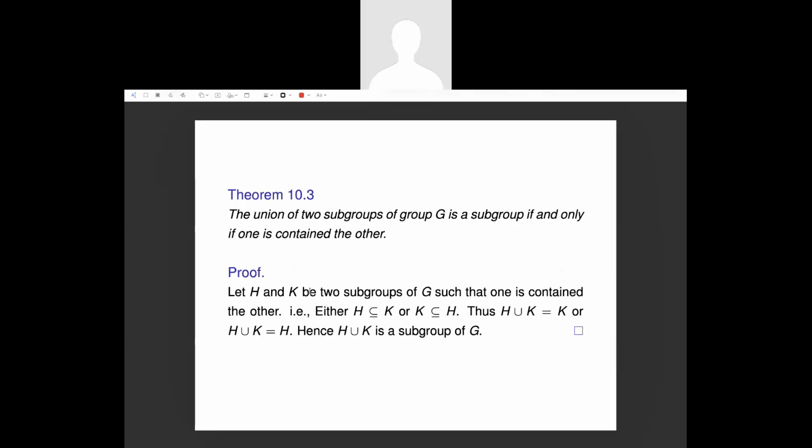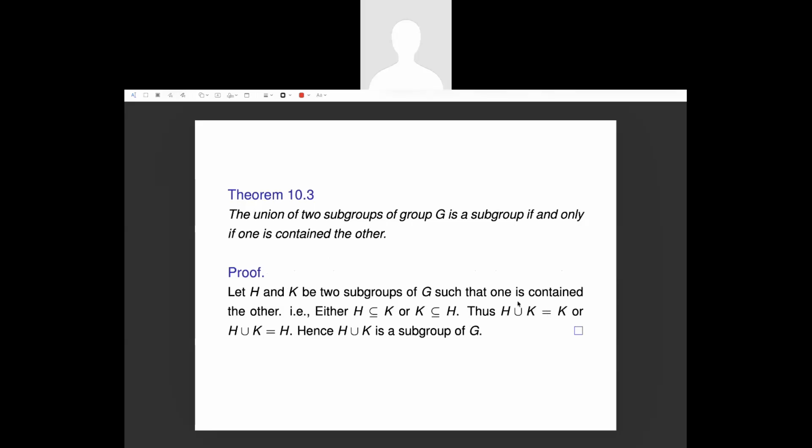Let H and K be two subgroups of a group G such that one is contained in the other. That is, either H contains K or K contains H. So here H union K is equal to K, or H union K is equal to H. K and H are subgroups of G.